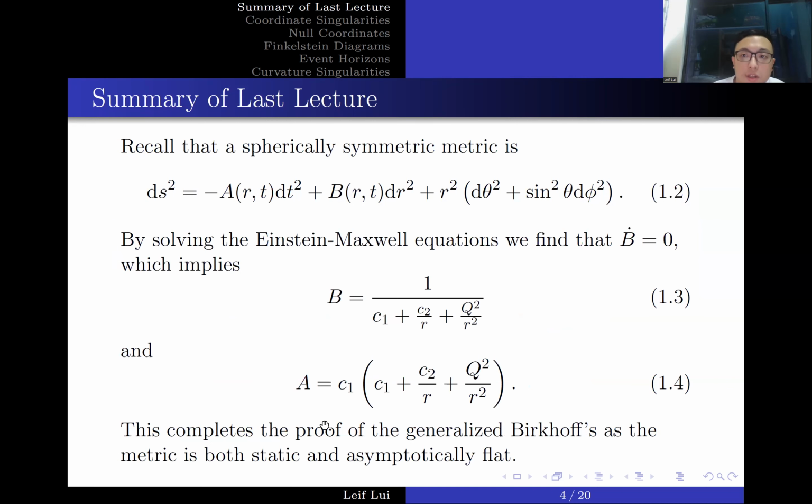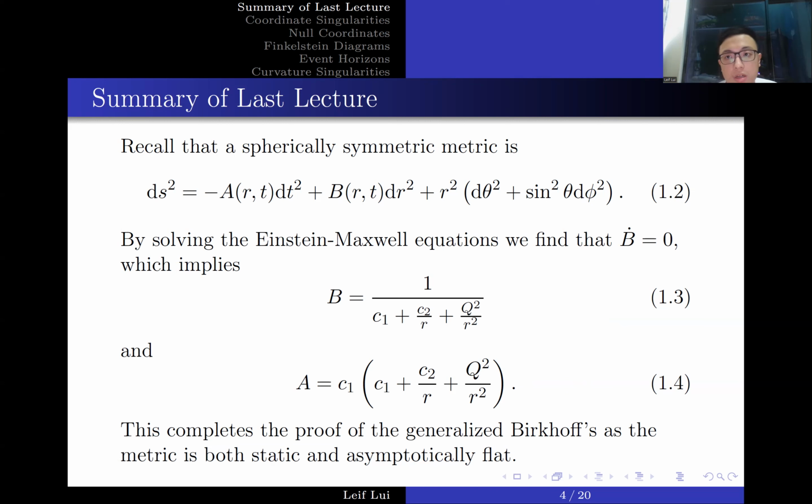So recall that a spherically symmetric metric is written as follows, and we've shown how to do this using coordinate transformations in lecture 1. And by solving the Einstein-Maxwell equations, we find that B dot is equal to 0, where the over dot is the derivative with respect to coordinate time. And this being 0 implies that B is completely time independent. And we showed that by virtue, this means that A is also completely time independent. So by solving the Einstein-Maxwell equations, we find that B takes the following generalized form and A takes the following generalized form. So these are the general solutions to the vacuum Einstein-Maxwell equations for a spherically symmetric metric. And this, for now, completes the proof of the generalized Birkhoff's theorem.